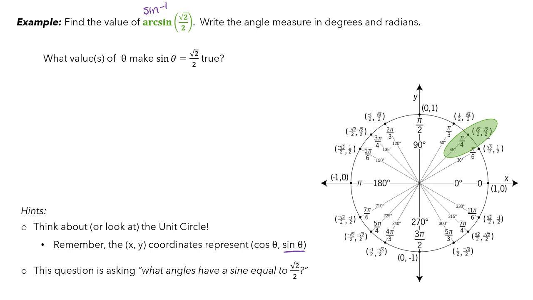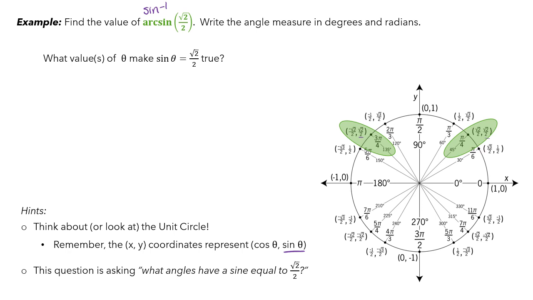Now let's see, I'm looking at all these y coordinates. I see another where we have root 2 over 2 as our y coordinate. So 3 pi over 4, or 135 degrees. That will be one of our answers.